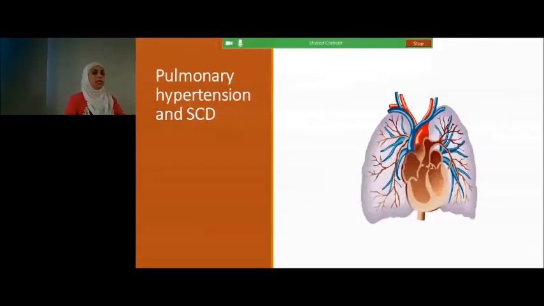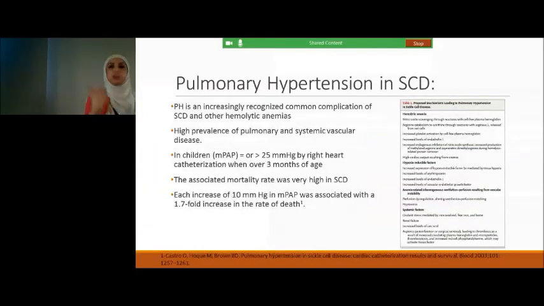Switch gears to another complication, pulmonary hypertension in sickle cell disease. Why is it important? Because, as we mentioned earlier, it's been noticed to be associated with higher morbidity and mortality. A quick reminder for you guys, how do we diagnose it? We diagnose it by right heart cath, when you need to have a pulmonary arterial pressure of at least 25 or above. And it was reported that for each 10 millimeters increase in pulmonary hypertension, the mortality rate increases by 1.7 fold in kids with sickle cell disease. So you can tell how serious a complication it is.